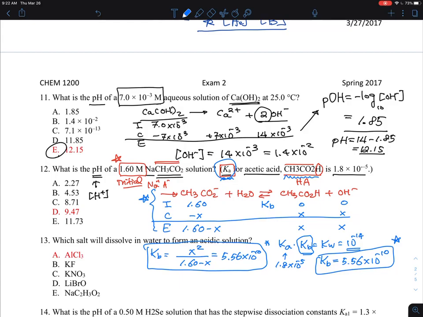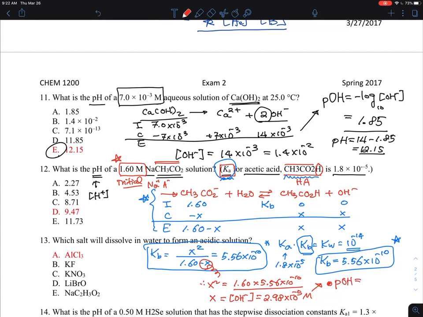And then we do our usual assumption. X is a very small value, so this is negligible. So I'm going to neglect that. Therefore, x squared is 1.60 times 5.56 × 10^-10. And then x, which is now the OH minus concentration, you have to take the square root of this value, and you will find the OH minus concentration is 2.98 × 10^-5 molar. From here, you can calculate pOH, right?